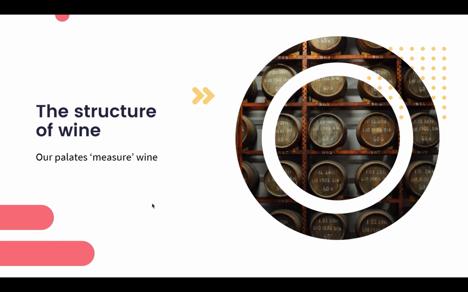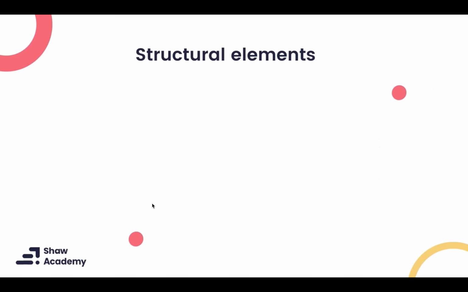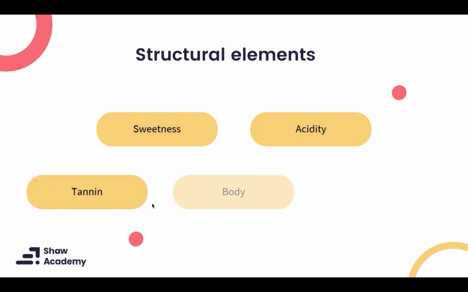Before we get into the specifics of blending techniques, let us recap on the terminology used to describe the structure of wine. There are 5 structural elements that are evaluated in wine, and they are as follows: the sweetness, the acidity, the tannin, the body, and the alcohol. Let us take a closer look at each of these elements individually.